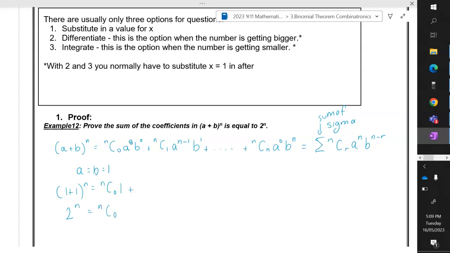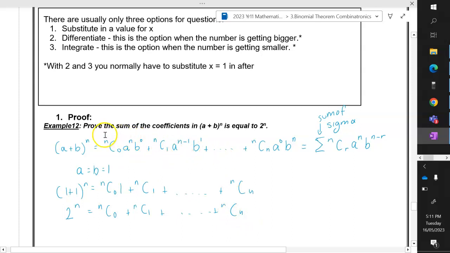We're then going to have nC1, and we're still going to have 1 to the 1 and 1 to the something minus 1, so we're still going to have 1. So we next get nC1. If I keep going with that pattern, I'm going to end up with my last term as being nCn. So what I've got on my left-hand side there is 2 to the power of n, and what I've got on my right-hand side is all my nCr's, so all my coefficients of this expansion up here.